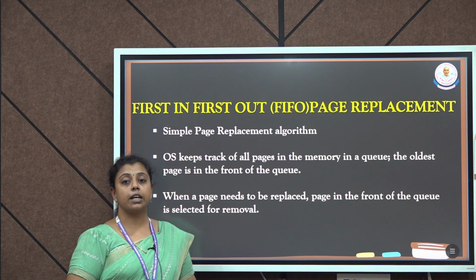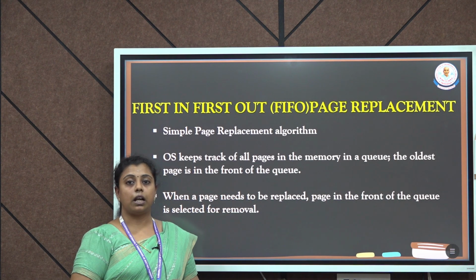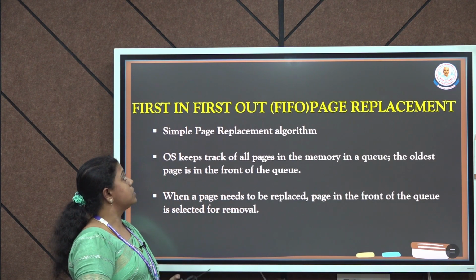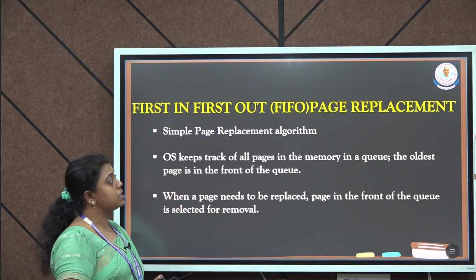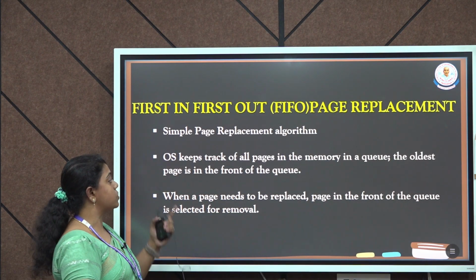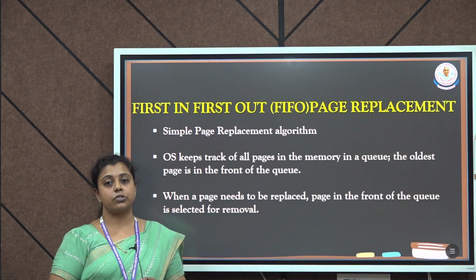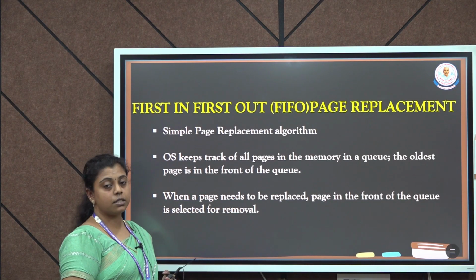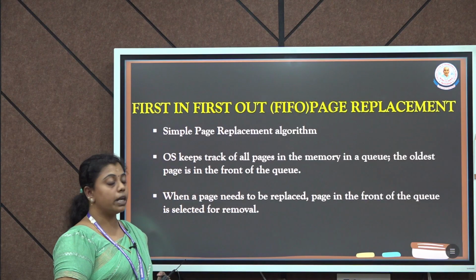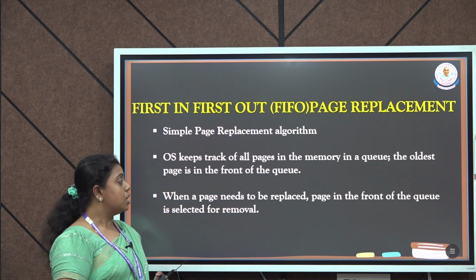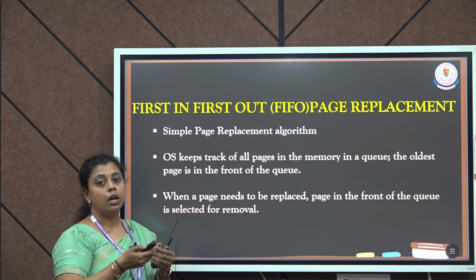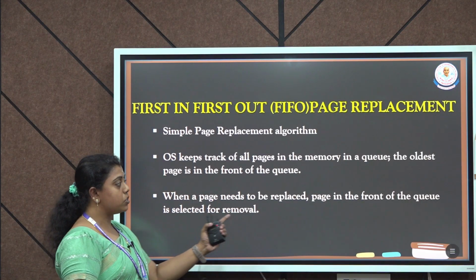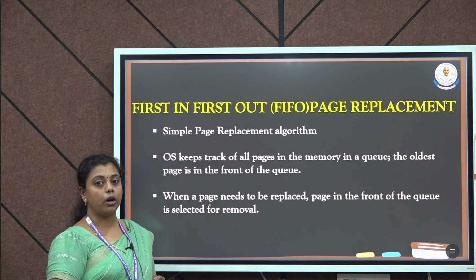First, the first in first out page replacement algorithm. You are all already familiar with this algorithm, because first in first out is a very simple page replacement algorithm. In this algorithm, the operating system keeps track of all the pages in memory in a queue, and the oldest page is at the front of the queue. Suppose a process needs a page that is not present in the memory; in that case the page at the front of the queue is selected for removal.